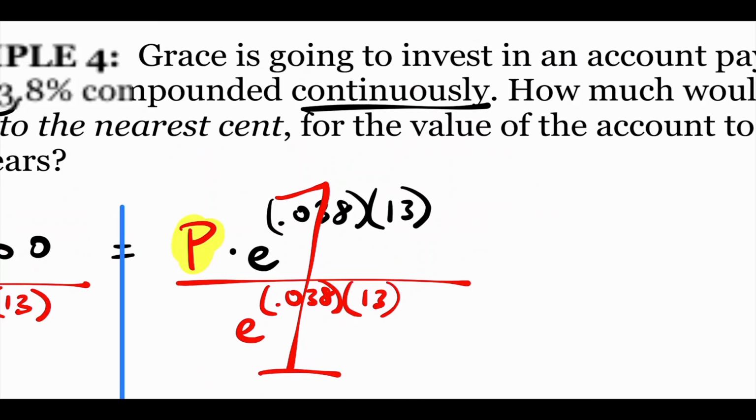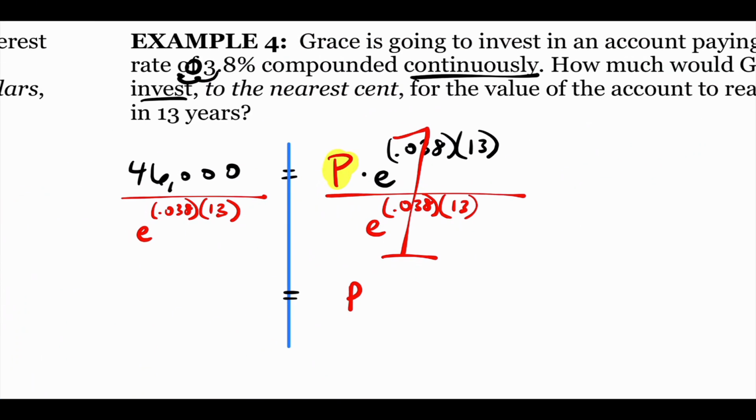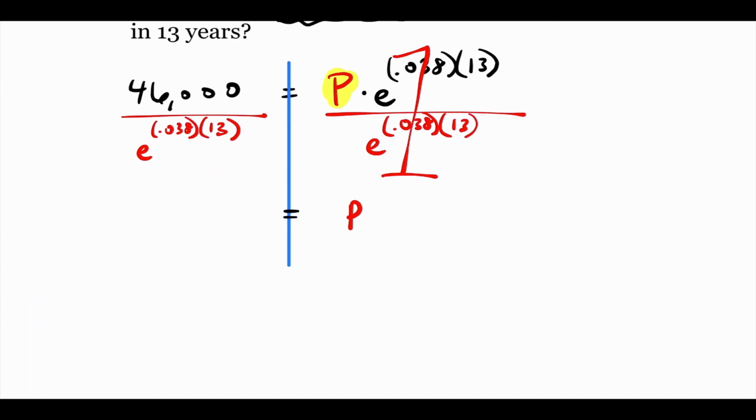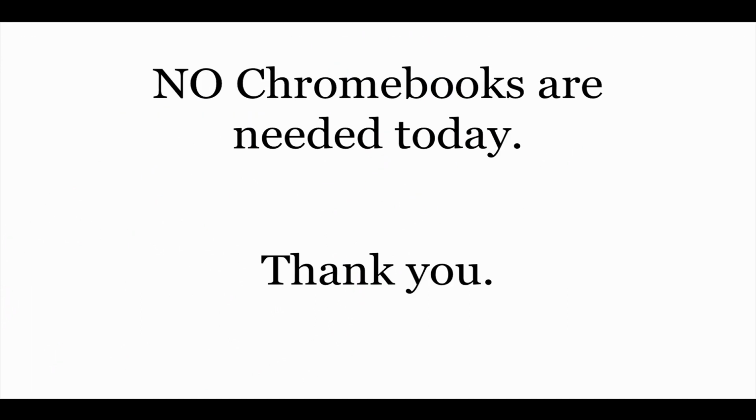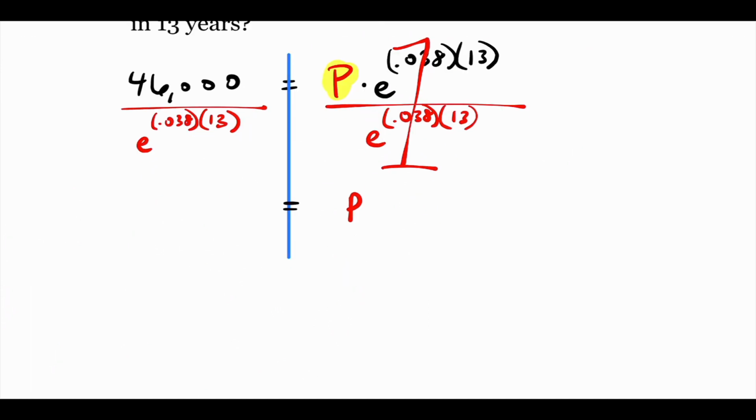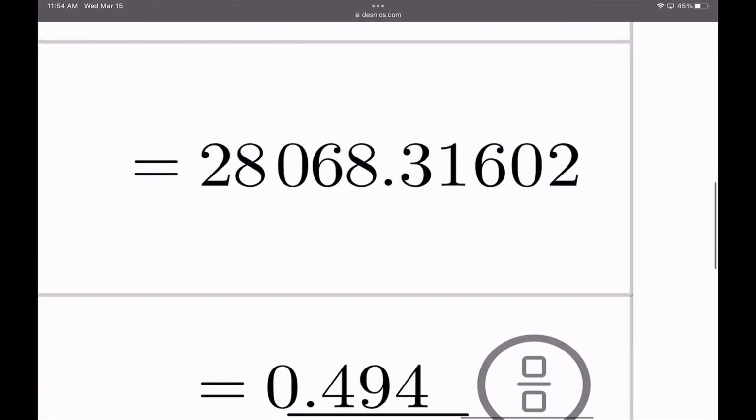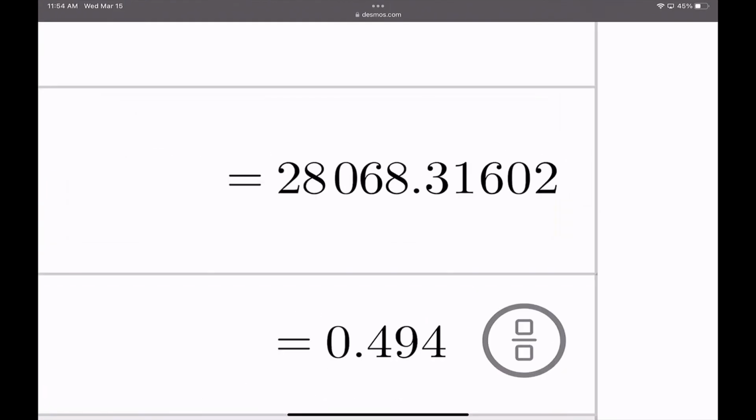$28,068 and change. They want it to go to the nearest cent. 1 is in the cent spot, and the 6 behind it says go up. So it's going to be $28,068.32.